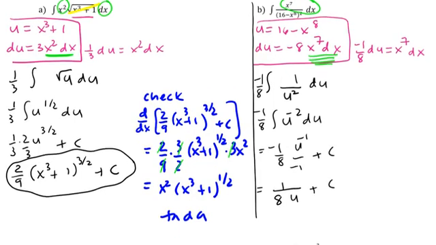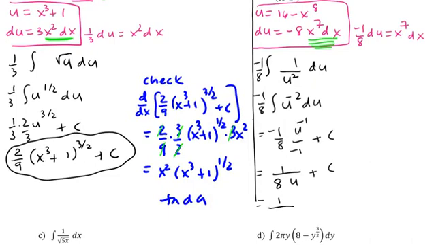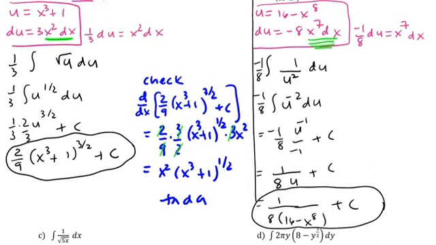We can't have u's. They didn't have u's. So now we have 1 over 8 times u, which is 16 minus x to the 8th, plus c. Awesome. I'm not going to check this. If you want to, go ahead.